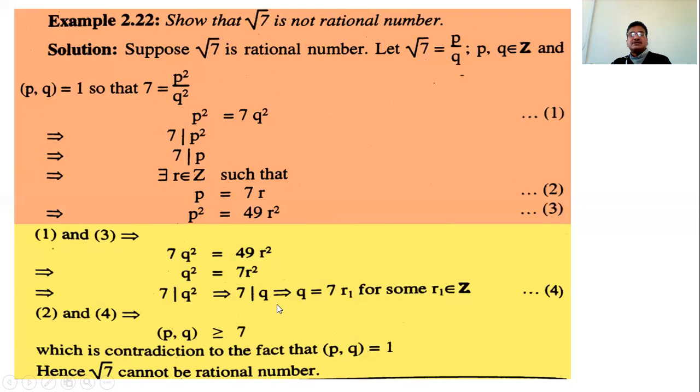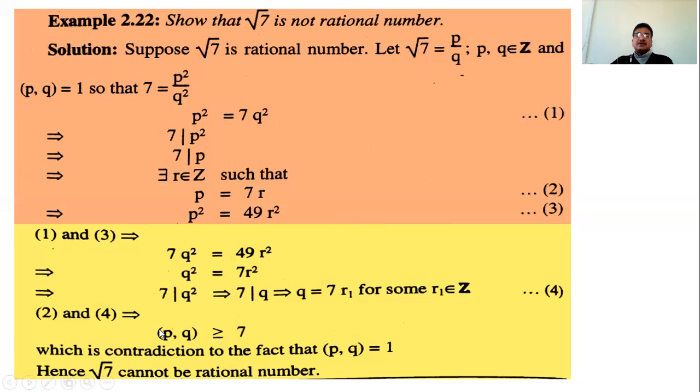And therefore 7 is a common divisor, since 7 divides q as well as 7 divides p. This means 7 is a common divisor of p and q, and therefore the greatest common divisor of p and q is either 7 or greater than 7. The greatest common divisor of p and q is not less than 7, because 7 is a common divisor. If 8 is a common divisor other than 7 of p and q, then the greatest common divisor of p and q becomes 8.